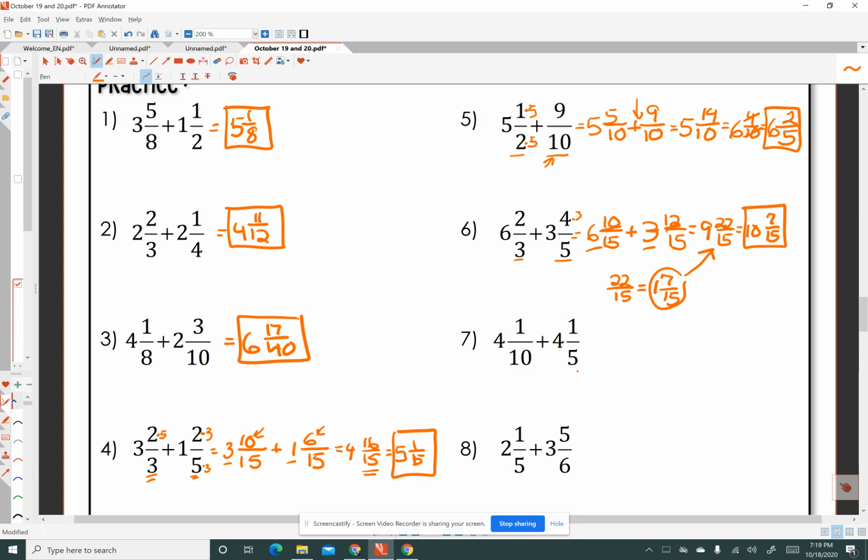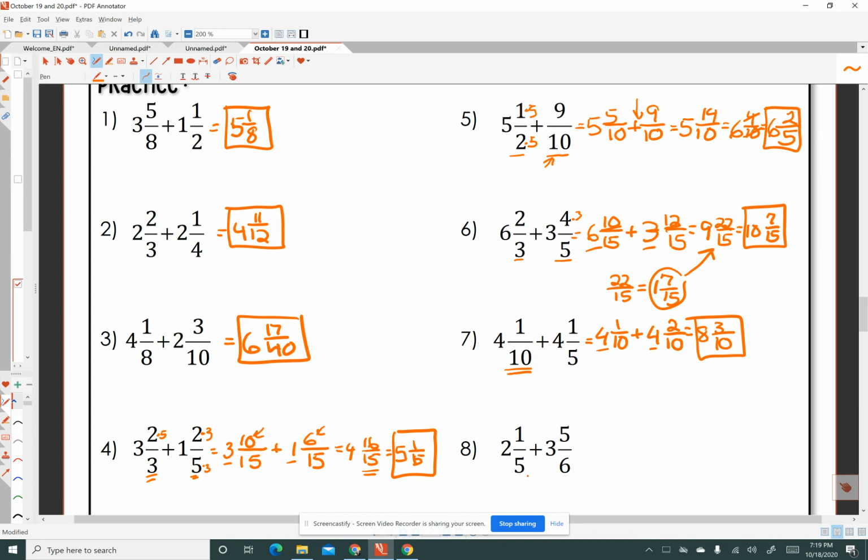We have a 10 and a 5 as our denominators. So 5 is a factor of 10. 5 times 2 is 10. So we can go with 10 as our denominator when we rewrite this problem. So we have 4 and 1/10 plus 4 and 5 times 2 is 10. 1 times 2 is 2. 4 plus 4 equal 8. We're working in tenths. 2 plus 1 is 3. That's a final answer.